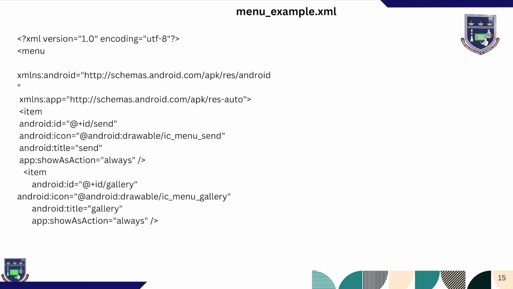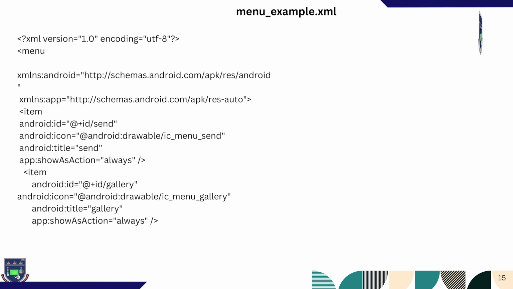The next statement is xmlns:android. This provides access to the Android attributes, like the unique identifier or the title. Then the next statement is app, which allows the use of additional attributes like showAsAction. Then the next one is menu item 1. Here we are going to declare a list of items. The first one is menu item 1, which is send. The purpose of this menu item is to add the send menu item.